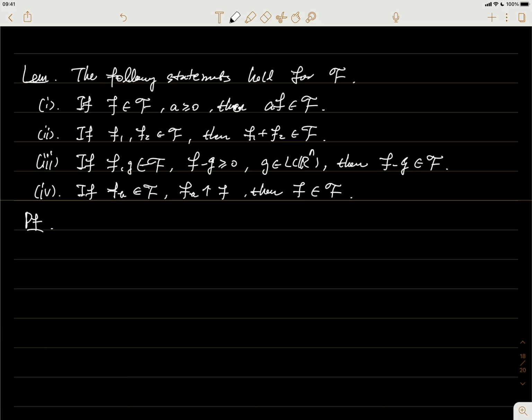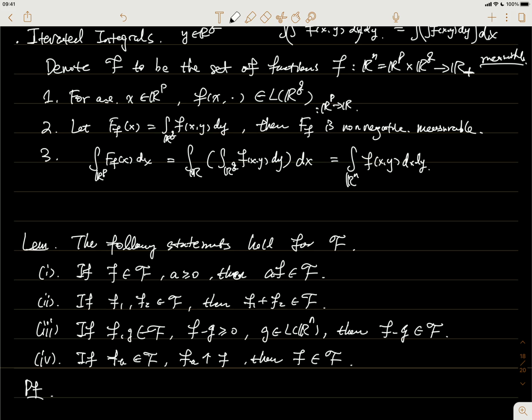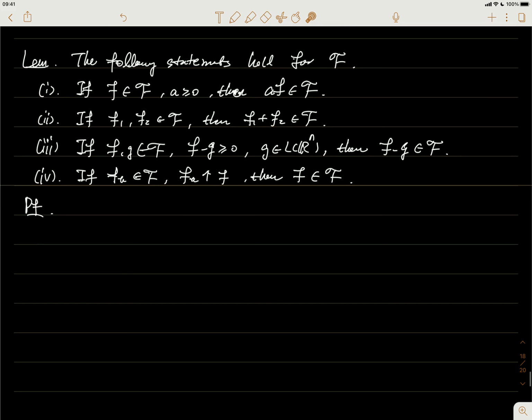So let's do the proof. The first two are very easy to prove because you can show that if f satisfies all these three properties, then after you multiply by a, it still satisfies all those properties. And also, if you have two functions f1, f2, both of them satisfy these three properties, then the sum of them also satisfies that. Okay, so I leave this as a practice to you. I'm going to start the proof of the third one. So let's show that if f and g are both in the set, f minus g is greater than or equal to 0, and g is measurable, then how to show that f minus g is in the set.